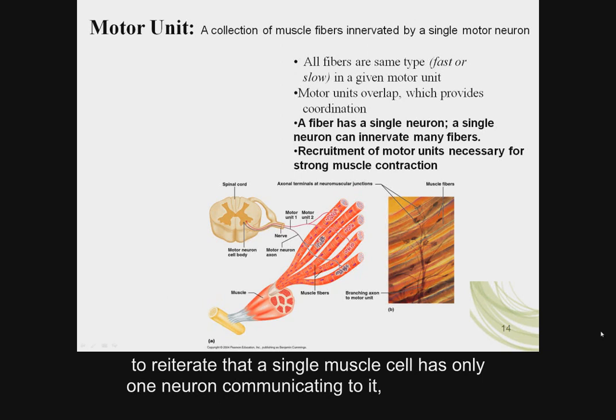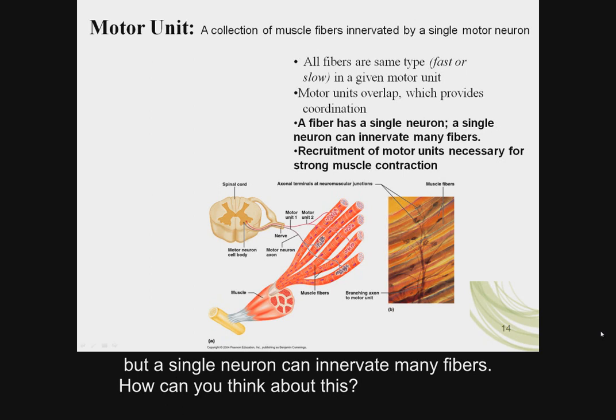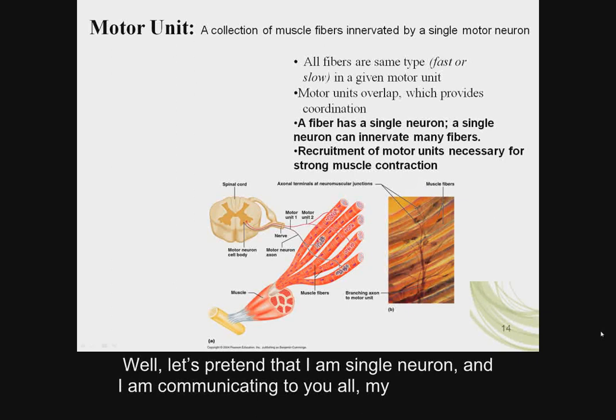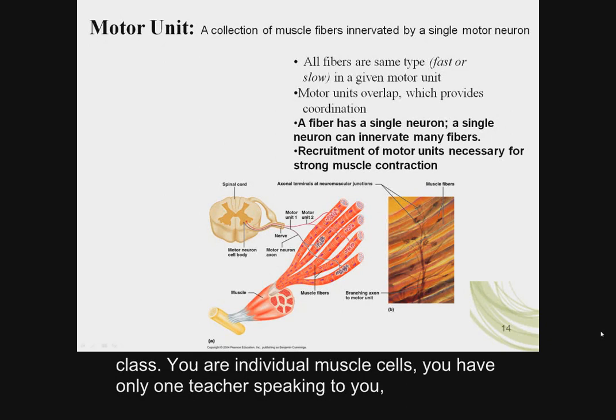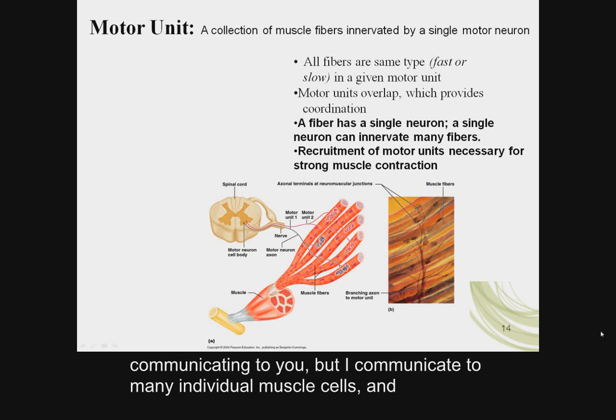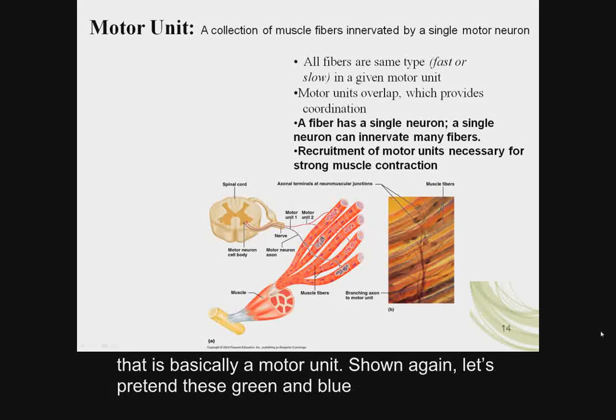I want to reiterate that a single muscle cell has only one neuron communicating to it, but a single neuron can innervate many fibers. How can you think about this? Well, let's pretend that I am a single neuron and I am communicating to you all, my class. You are individual muscle cells. You have only one teacher speaking to you, but I communicate to many individual muscle cells, and that is basically a motor unit.